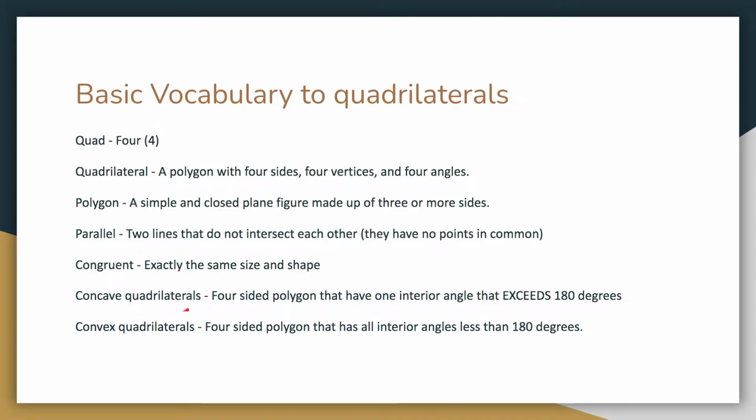Concave quadrilaterals, which is a four-sided polygon that has one interior angle that exceeds, or is greater than or more than, 180 degrees. We have convex quadrilaterals, which is a four-sided polygon that has all interior angles less than 180 degrees.